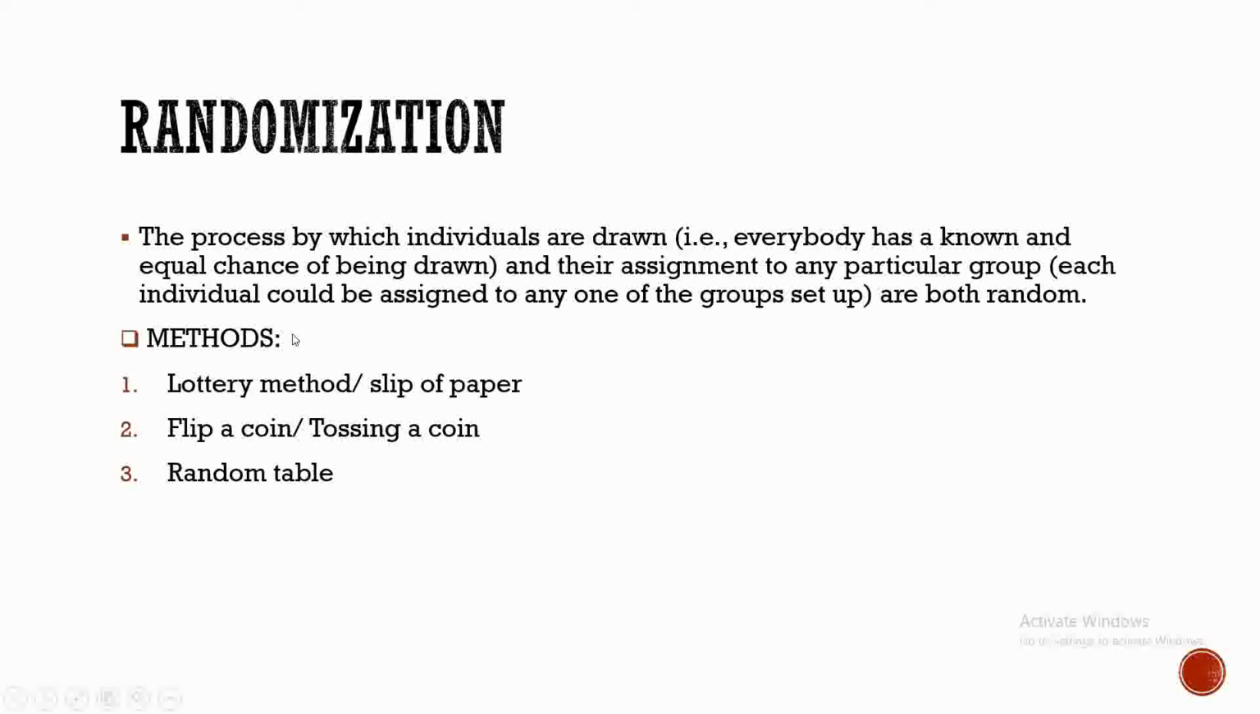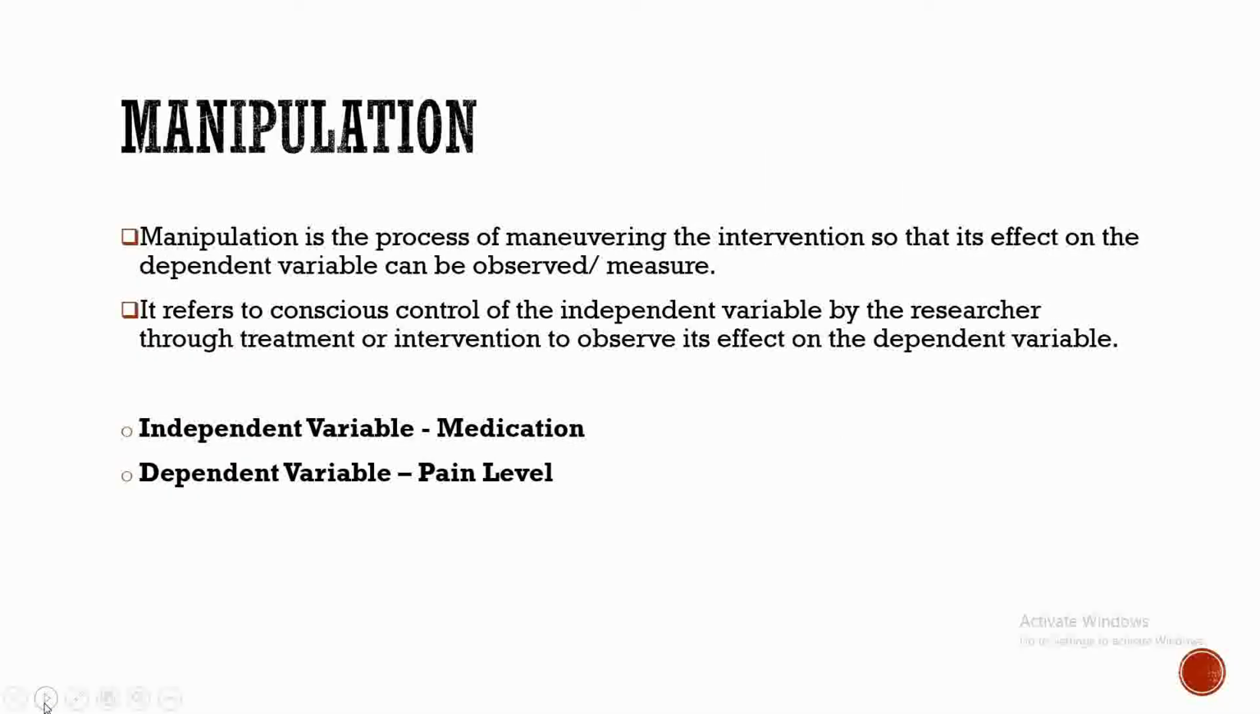In randomization, we basically use three methods. The first is the lottery method or slip of paper. Second is flip a coin or tossing a coin, where you flip a coin and both sides have an equal chance of occurrence. And the third method is a random table, which is a table formed through random selection from a large population. The second characteristic is manipulation.